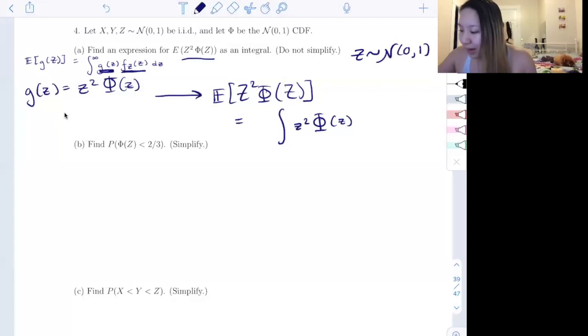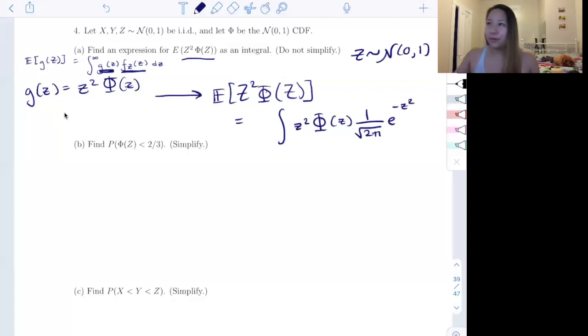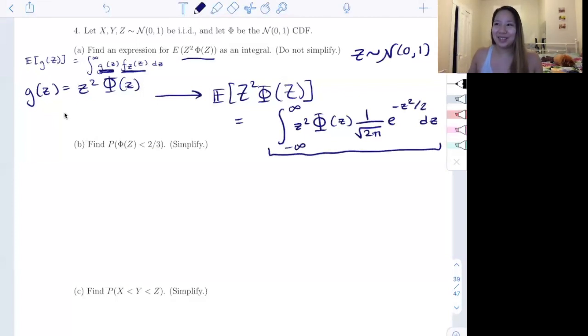So the PDF of that, you can look it up on your cheat sheet, but it's 1 over square root 2 pi e to the negative z squared over 2. And this is all dz. And the support of a normal is negative infinity to infinity. So this is going to be our LOTUSified expectation. We have the function with little z plugged in, the PDF of a normal, all integrated. So this is just LOTUS. All right, so that's part A.